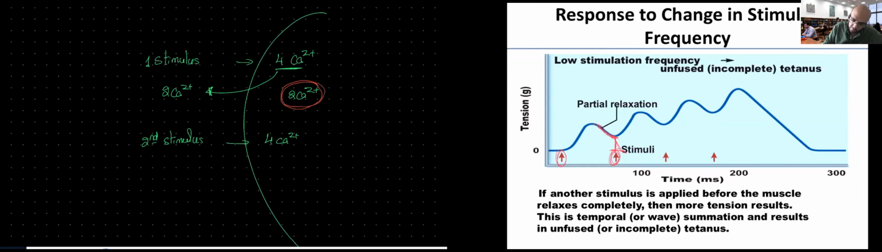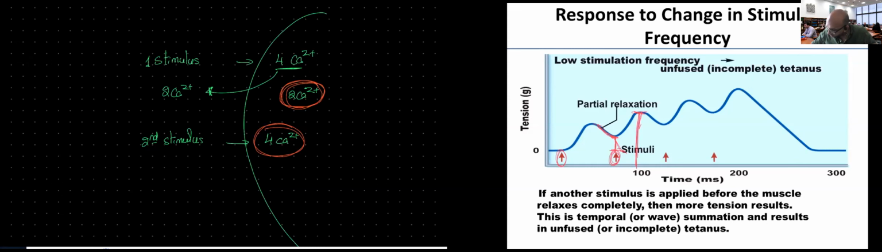So how many calcium are still remaining if I didn't perform a complete relaxation? I did reuptake only 2 from the previous stimulus, and now I released 4 calcium. So how many do I have in total outside in the cytoplasm right now? I have 6 calcium. 6 calcium means what? It means I will be binding to 6 troponin, moving away 6 tropomyosin. So I will have more exposure, getting a stronger contraction.